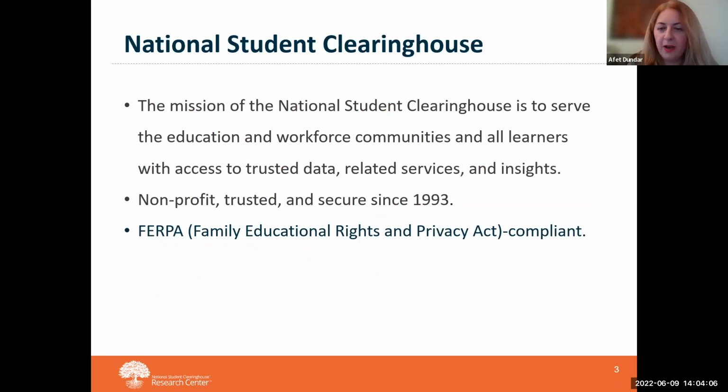Very briefly about the Clearinghouse. The Clearinghouse was established almost 30 years ago now, and the mission of the organization is to serve the education and workforce communities. Those two pieces are very important to us, education and workforce communities, and all learners with access to trusted data, to services and insights and metrics. And we use learners, not students, because later in the presentation I'll mention that some of our data submitters actually are not from colleges and universities. So we want to encompass this. We say all learners. And FERPA compliant, I put it there because we do have a lot of data, but we do not share individual level data, of course, with anyone else other than data providers.